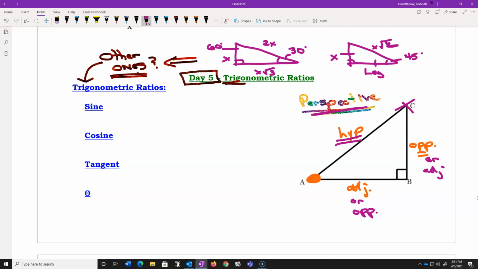Now, these two spots in the acute angles, they're the only two places that you can stand in trig. You can only stand in the acute angles and decide whether or not you're an opposite or an adjacent. The reason why you need to know these opposites and adjacents is because there are some trig ratios that you're going to need to learn on how to set up the right kind of question.